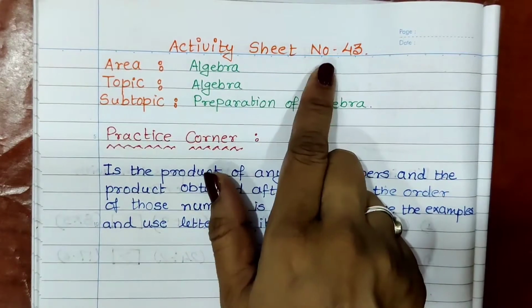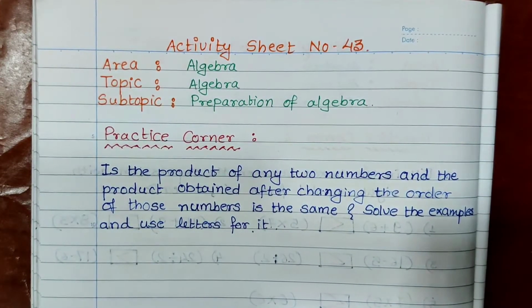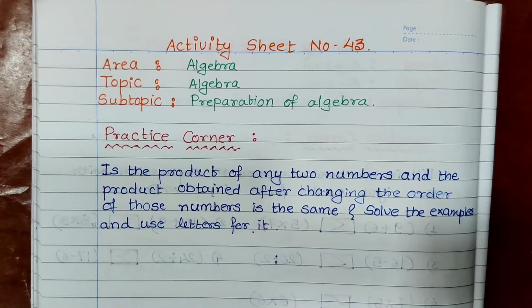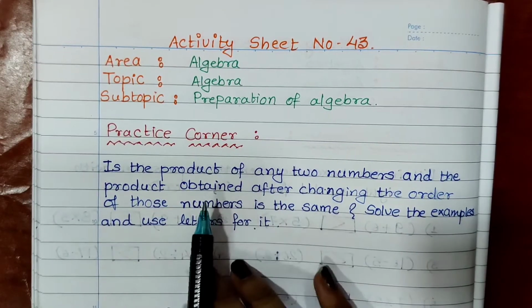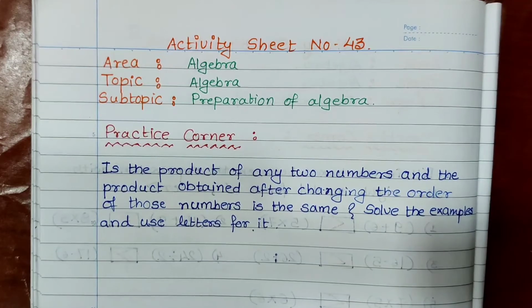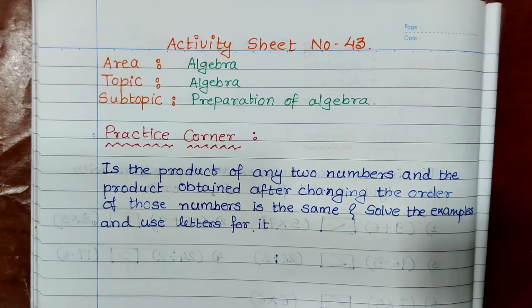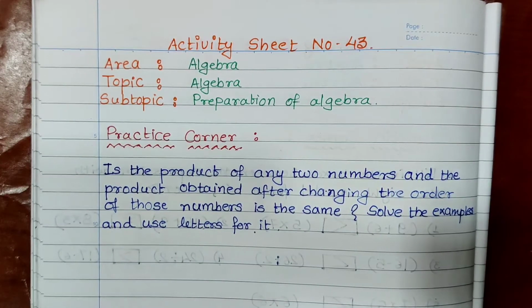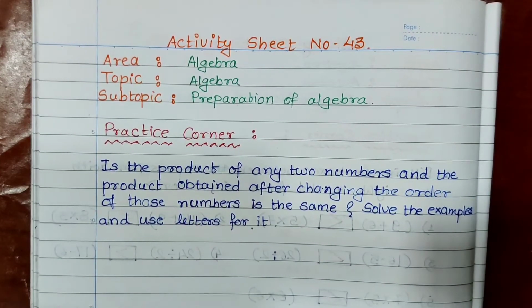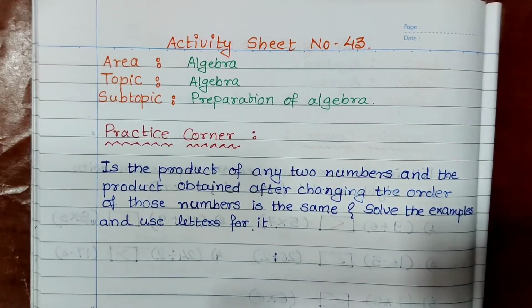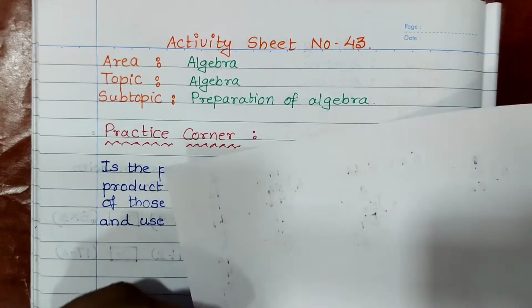So this is my activity sheet number 43. Area algebra, topic algebra and subtopic is preparation of algebra. Now see what was the question in the practice corner. We already have read this question. Is the product of any two numbers and the product obtained after changing the order of those numbers the same? So let us check it on another paper. I will be showing you.